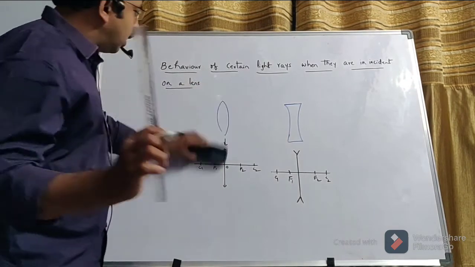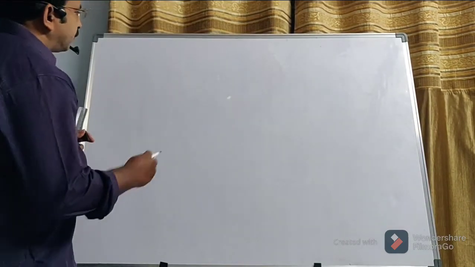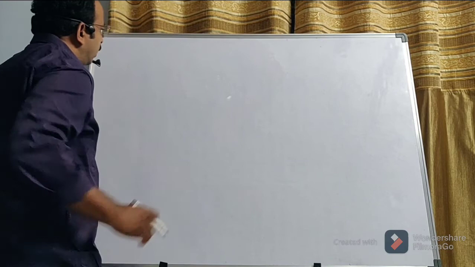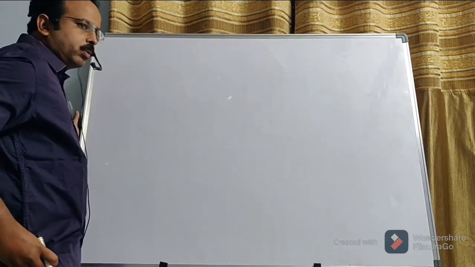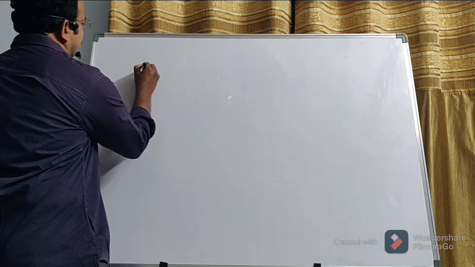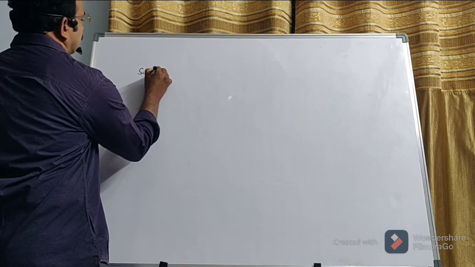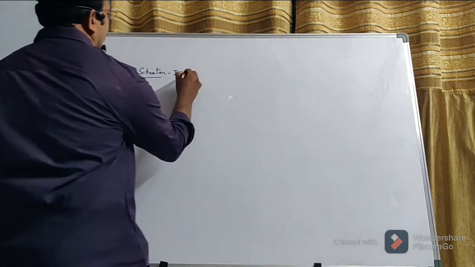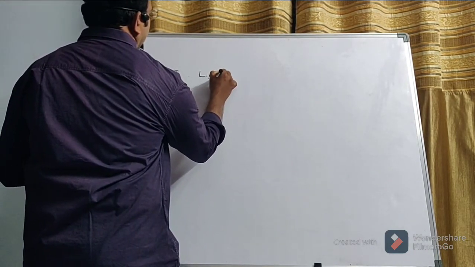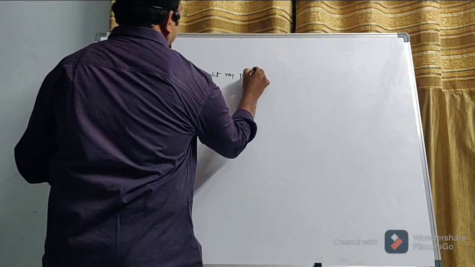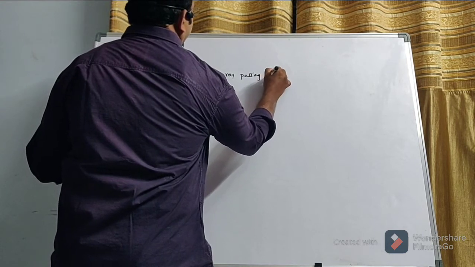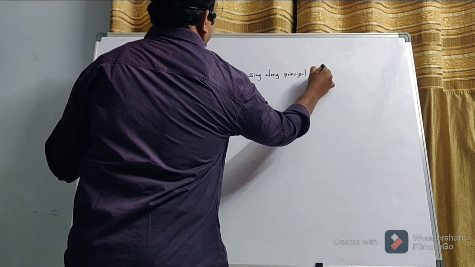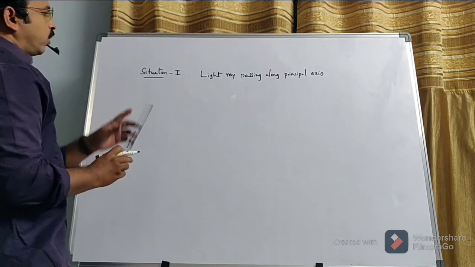Now let us see. Let us study situation 1: a light ray passing along the principal axis. Let us consider this situation 1.